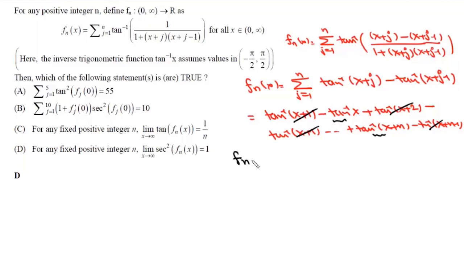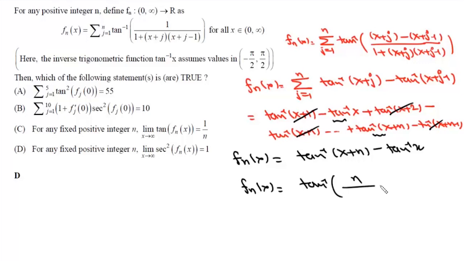So this f(x) will actually be tan inverse x plus n minus tan inverse x, which we can also write as f(x) equals tan inverse of n upon 1 plus x square plus nx. Now in the first option it says f(0). Now 0 is not included in the domain, so that means we cannot define f(0) or f(-0). So option A and B are definitely incorrect.